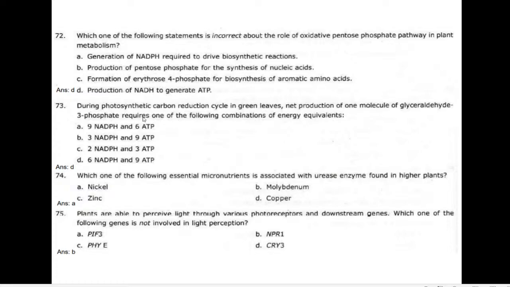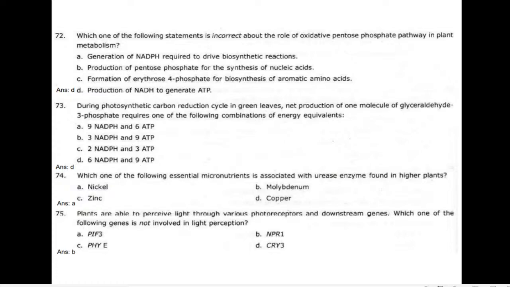Then, during the photosynthetic carbon reduction cycle in a green leaf, the net production of one molecule of glyceraldehyde 3-phosphate requires which of the following combinations of energy equivalents? The statement is bigger, but the concept is the carbon reduction cycle. In the carbon reduction cycle, they are producing 6 NADPH and 9 ATP. The very easiest and simple thing.